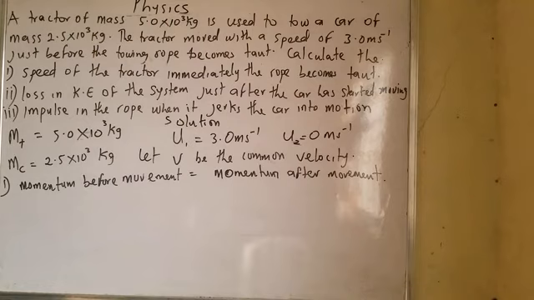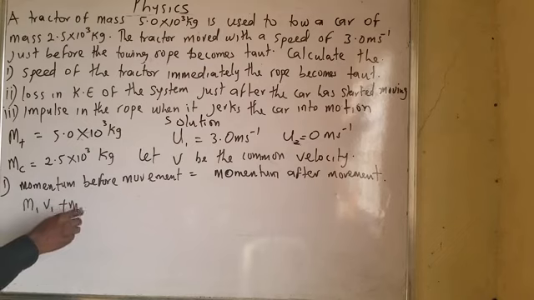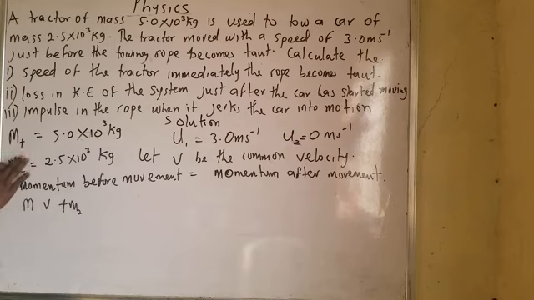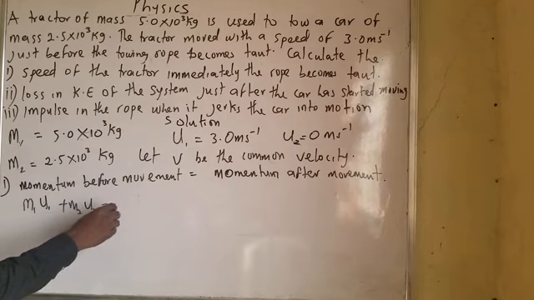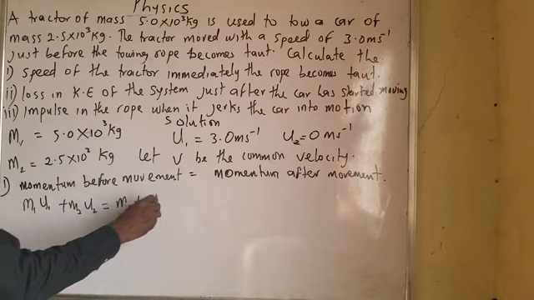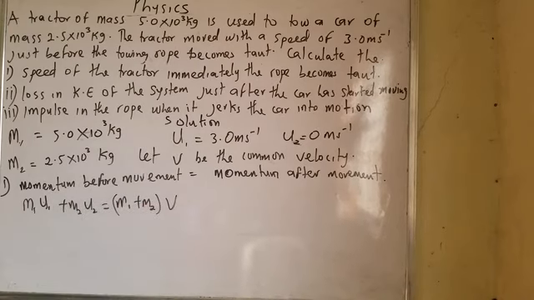Now, since I have this, I'll be talking about M1, V1 plus M2, let me just put M1, U1, M2, U2, please, for better understanding. M1, U1, where M1 is the mass of the tractor, and M2, U2, which is equal to M1 plus M2 bracket of the velocity we are referring to, V.